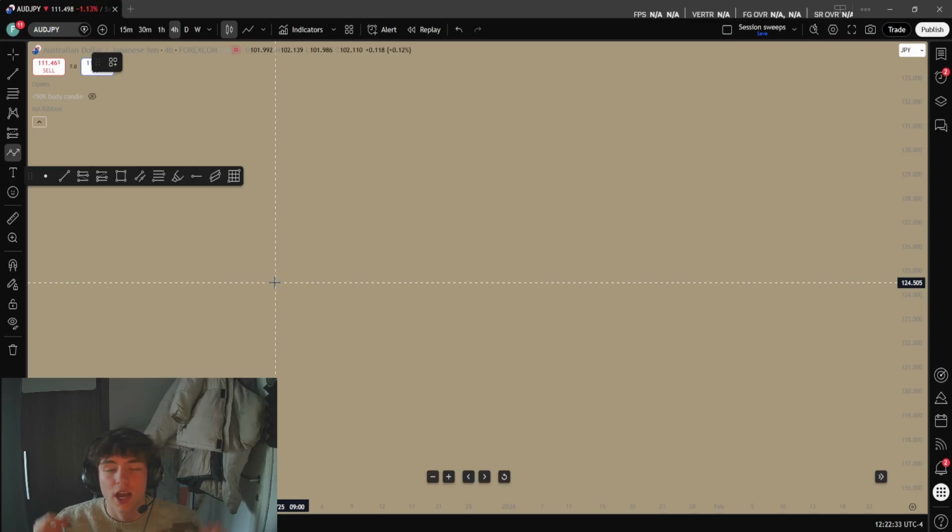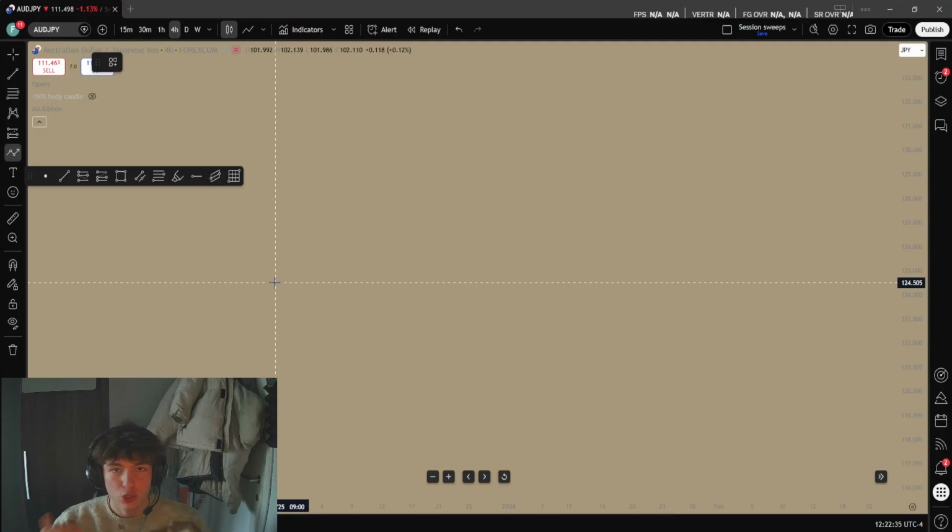Welcome to day 3. Today, I'm going to be talking about market structure, the most fundamental thing you are going to need when you look at the chart. If you don't understand this, you cannot trade, right? Market structure is the most important thing when it comes to charting. Let's get into it. First of all, how does the market move?